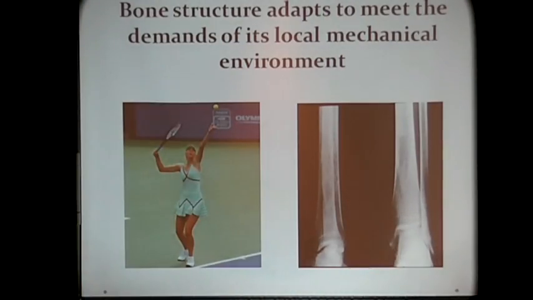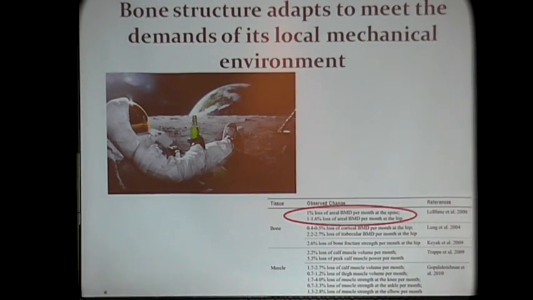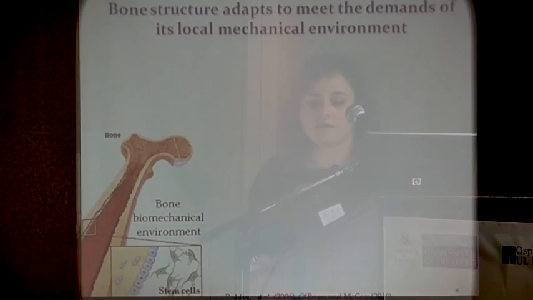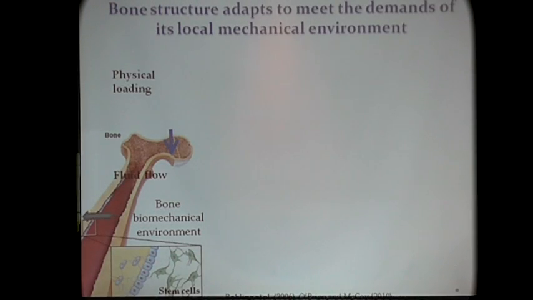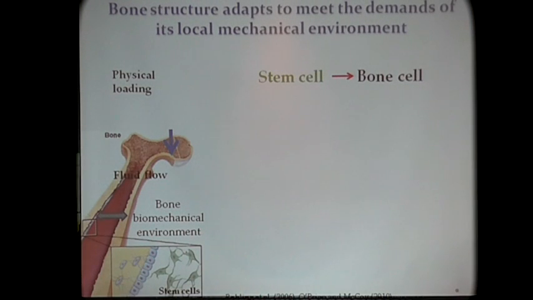So bone structure adapts to meet the demands of its local mechanical environment, as seen by enhanced bone formation in a tennis player's serving hand, or decreased bone mass due to microgravity. Physical loading induces fluid flow within the bone, which is known to enhance bone formation. Stem cells present within the bone marrow can differentiate into bone cells under loading, but the optimal mechanical stimulus and the mechanism behind it is unknown.